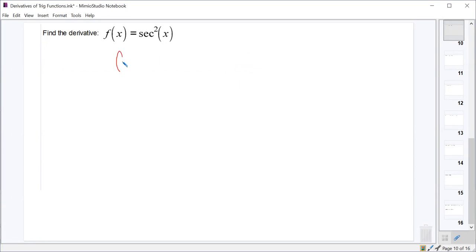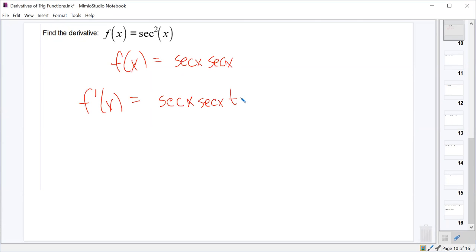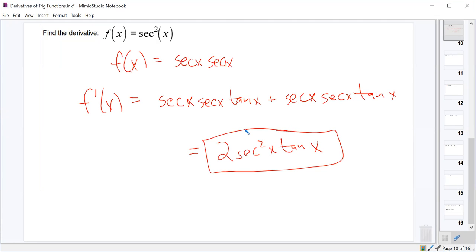So is there a way to rewrite this? Secant x times secant x? Yeah, we could just do secant x times secant x, right? Wouldn't that give us a product rule derivative? Secant x times the derivative of secant x, plus the other secant x times the derivative of the other secant x. And that'd be 2 of these, which is 2 secant squared x tangent x. Good or no?